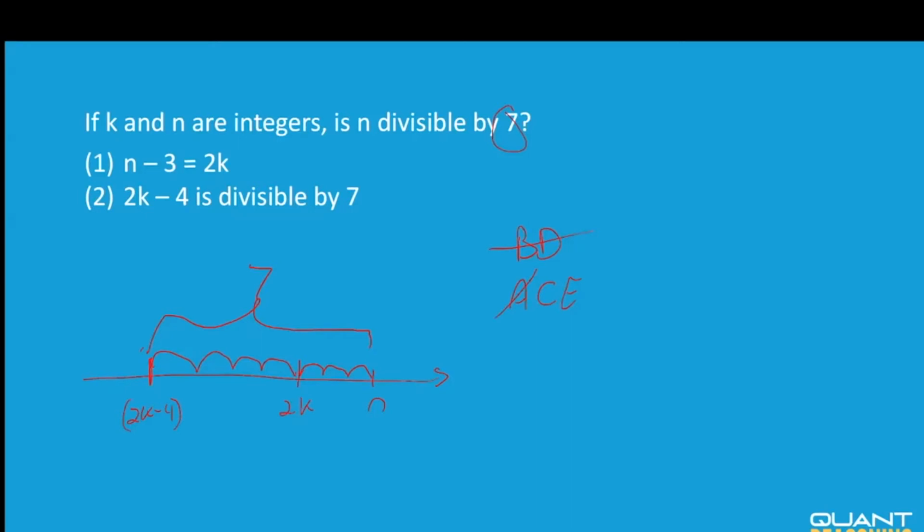2k minus 4 is exactly 7 units to the left of n. And so if we know the situation in the world of divisibility by 7 of 2k minus 4, we can infer the remainder when dividing n by 7, because we know exactly how far apart those guys are on the number line. So I don't even need to say yes, n is divisible by 7, although we do know now that it is.